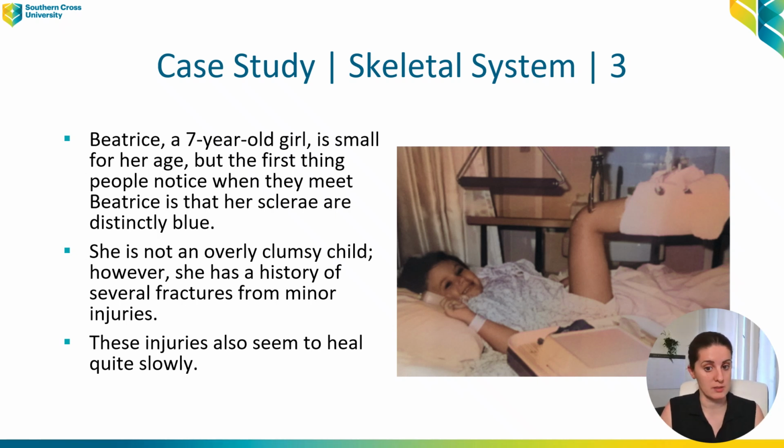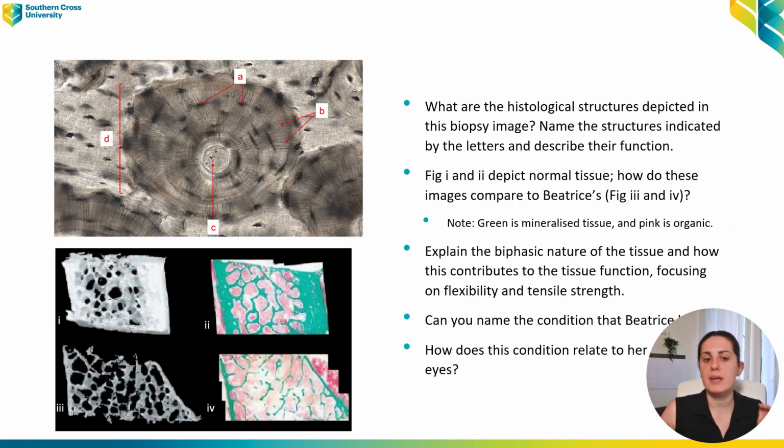Is this ringing any bells yet? These injuries always seem to heal quite slowly. So what would we expect to see for someone like Beatrice? Okay, well, first of all, let's start with the normal structures. So in bone, the normal structures that we have are the Haversian canal, the Haversian system. So this entire structure here is the osteon, the Haversian system.